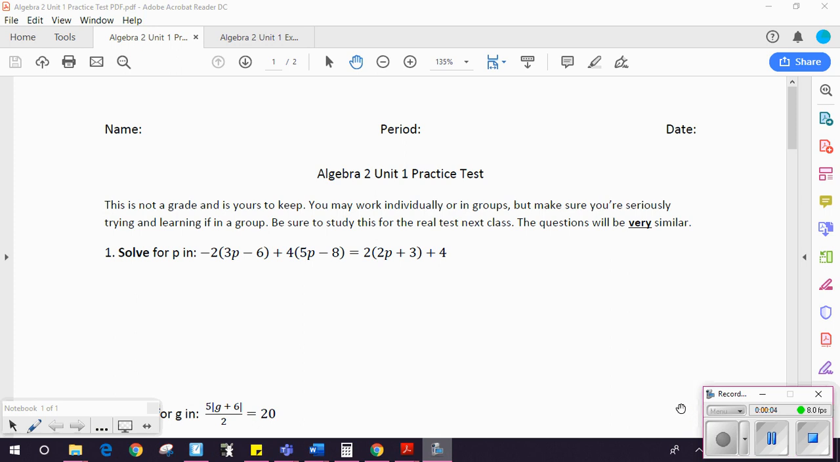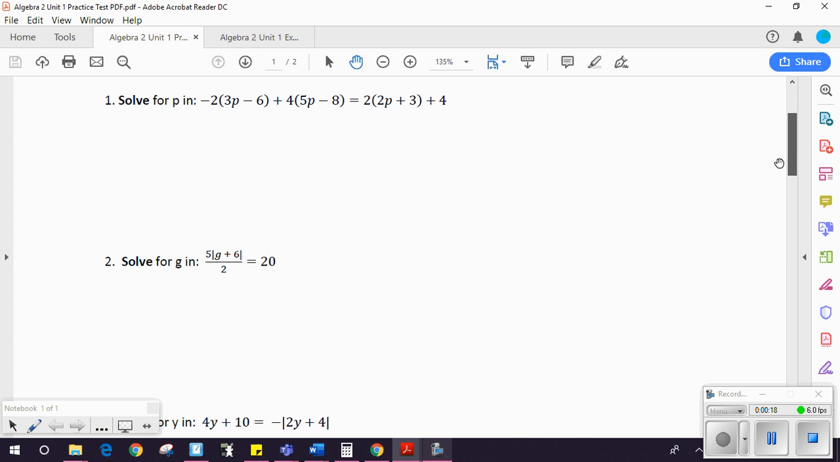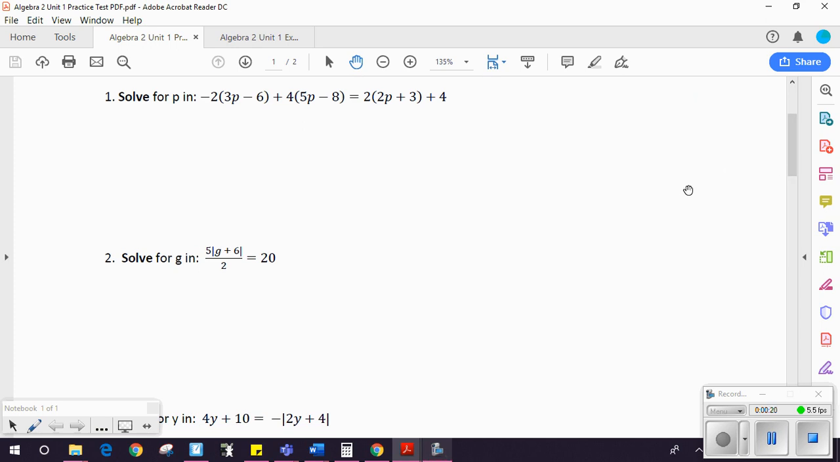Hello, this is the Algebra 2 Unit 1 practice test, basically the review for your Unit 1 test next class. Number 1 wants us to solve for p in the equation.